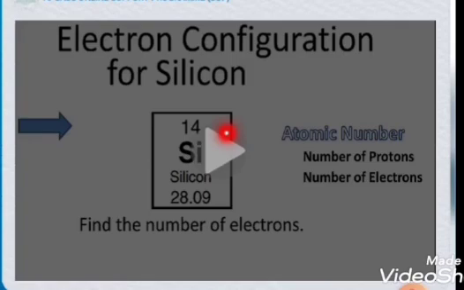Now here I will show a video to elaborate the concept of electronic configuration.